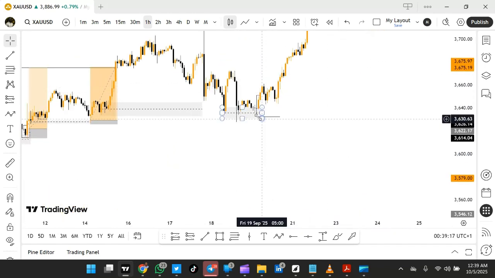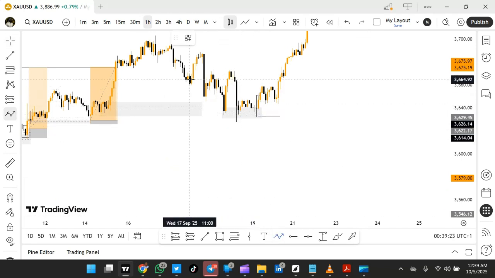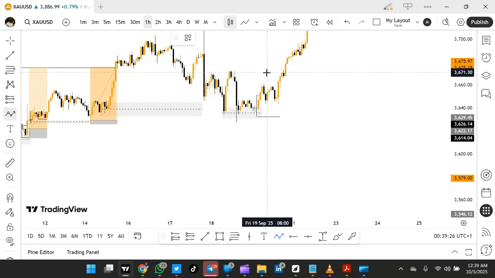Let me show you my example. Now this is a support level. Why? Price bounced multiple times from the zone and still respects the zone. That is a support zone. Now you can see the difference between support and demand zone.